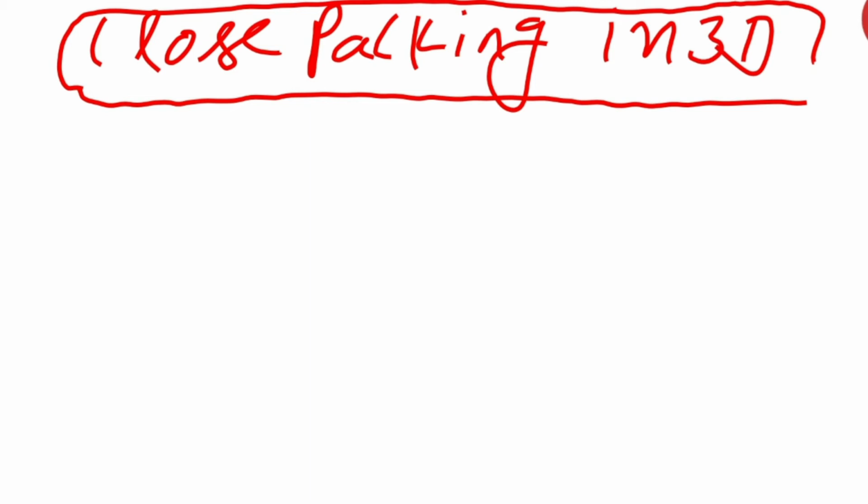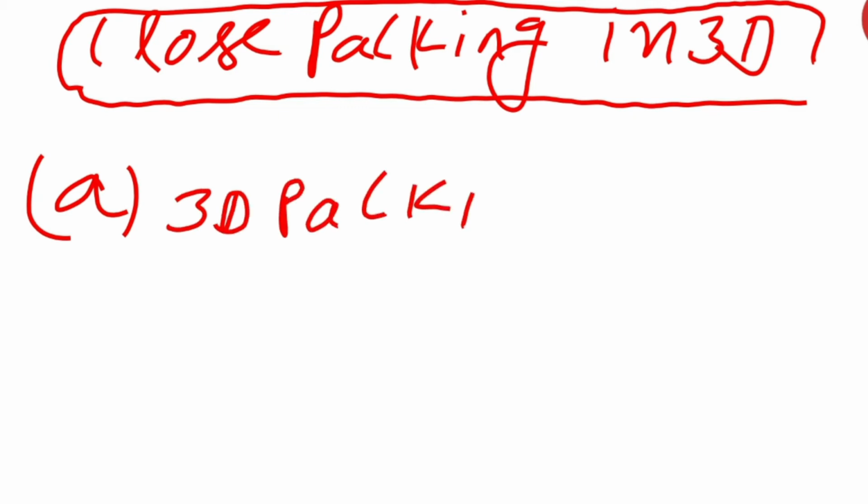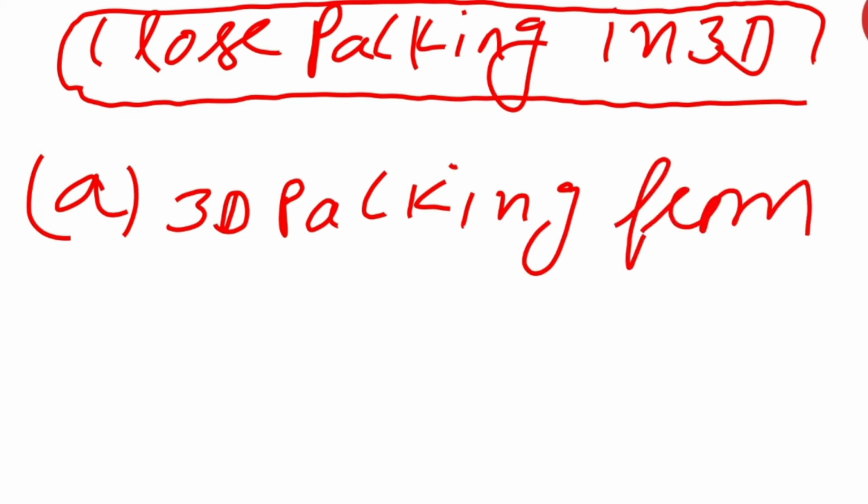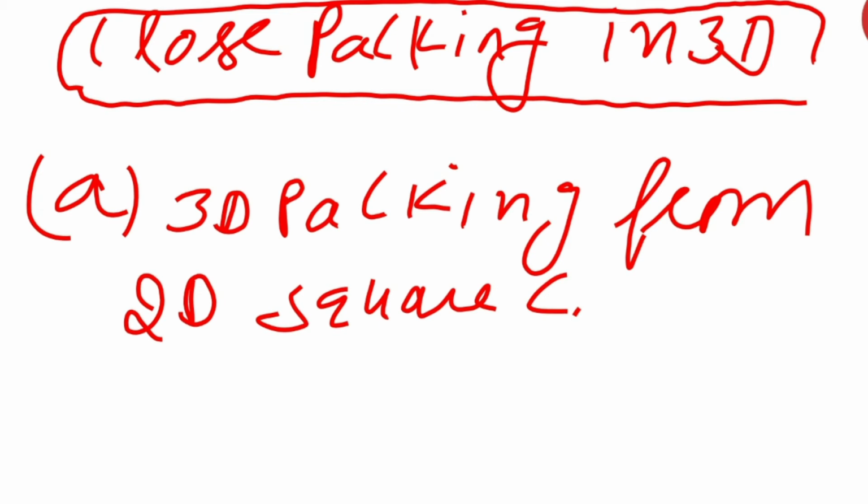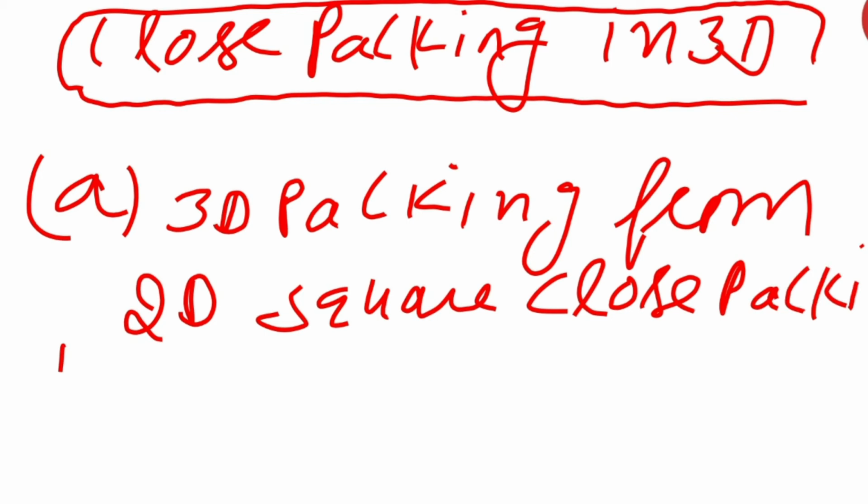Whenever we are talking about close packing in 3D, it usually has two parts. Number one is 3D packing from 2D square close packing, and in the same way, the second part is 3D packing from 2D hexagonal close packing.